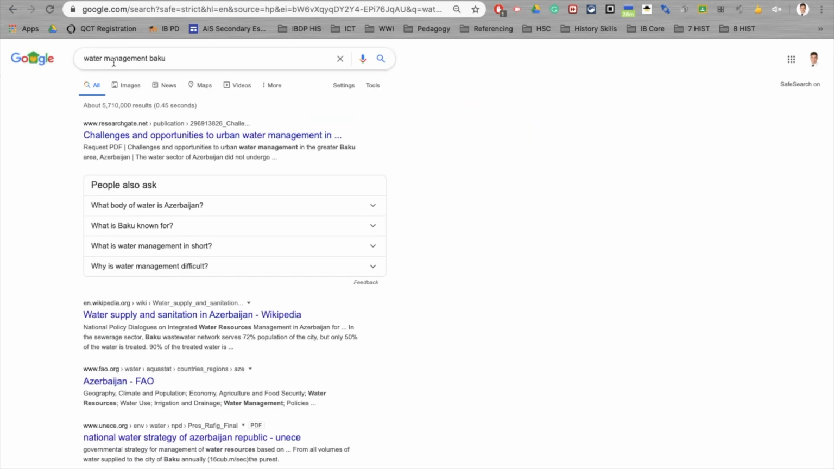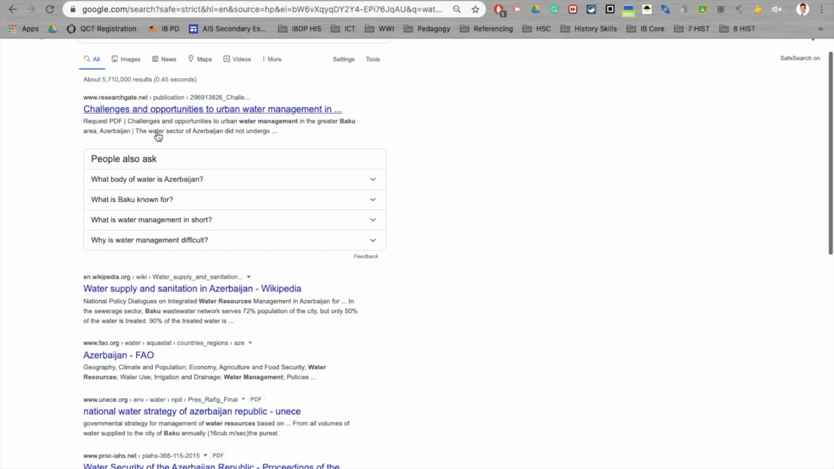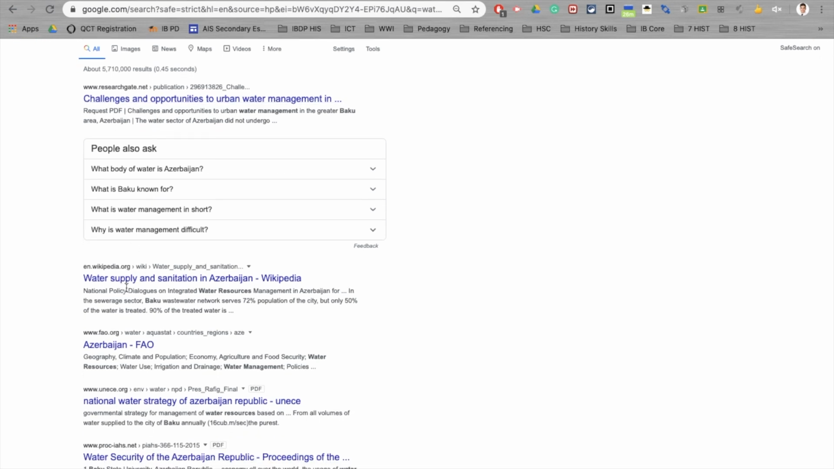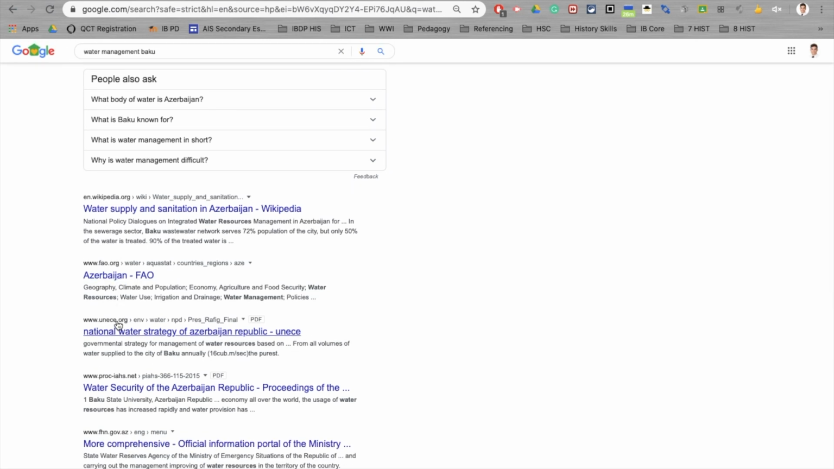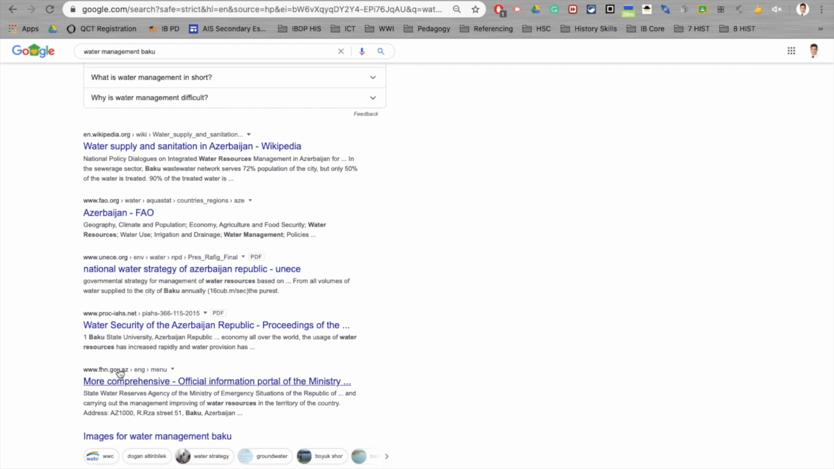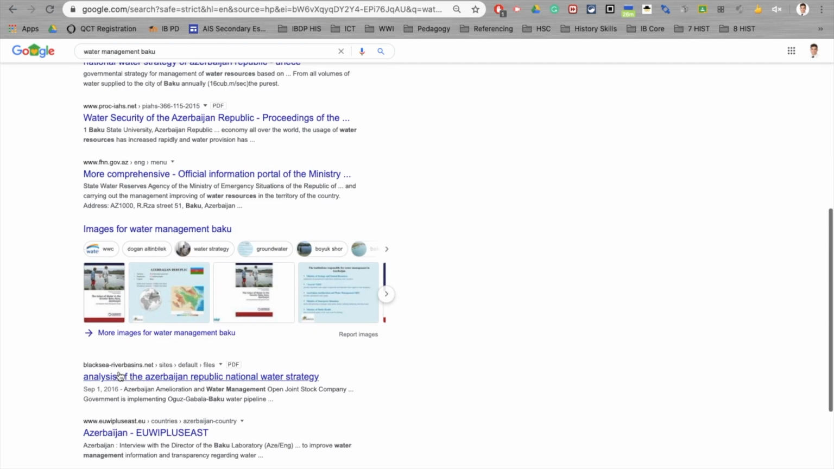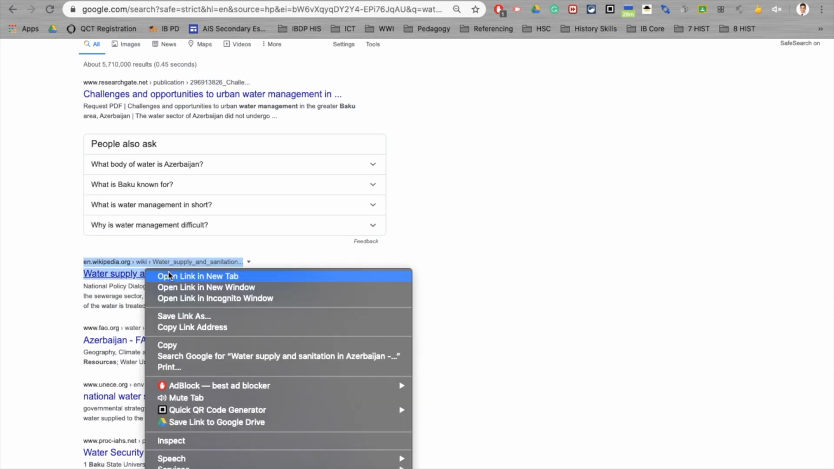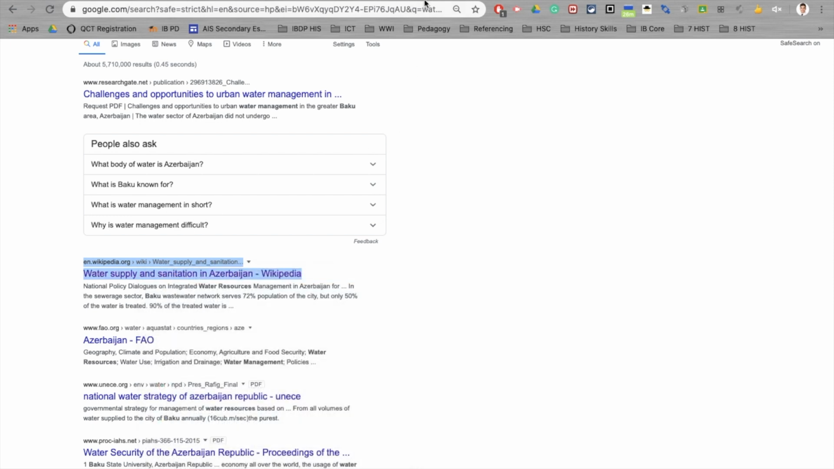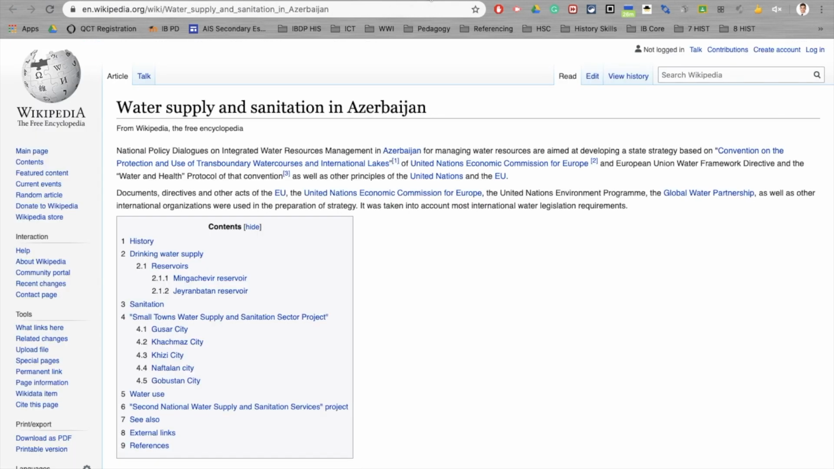So if I do a Google search, water management Baku, you can see that these are a couple of things that pop up. Okay, we've got a Wikipedia website, we've got a .org website, we have another .org, we have maybe a government website here. Okay, let's have a look at the Wikipedia website first of all. So this might be a good starting place for some of you.